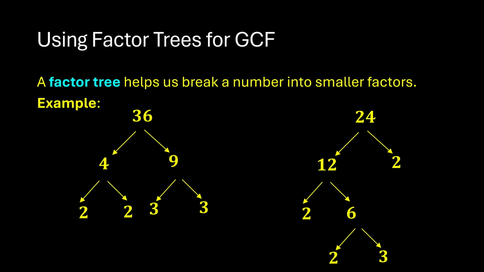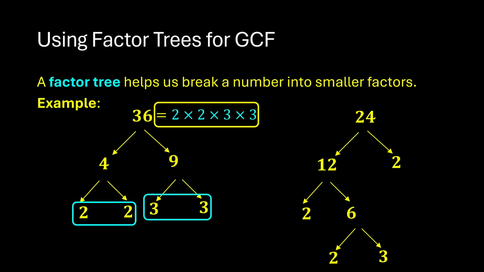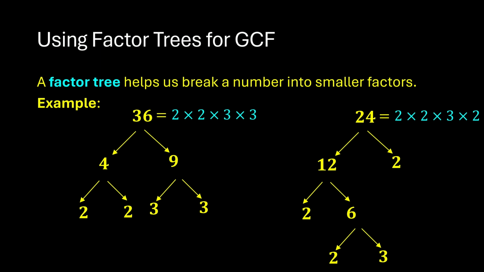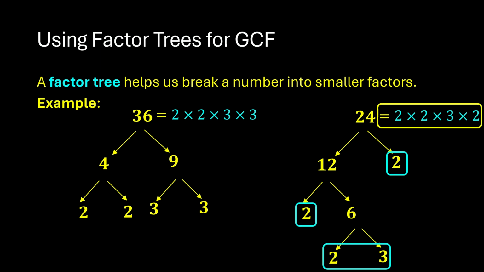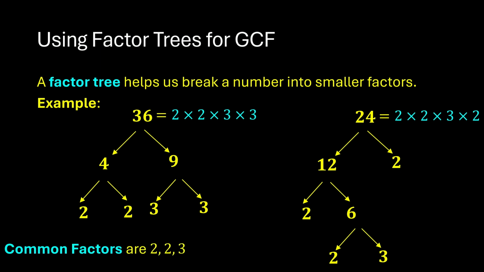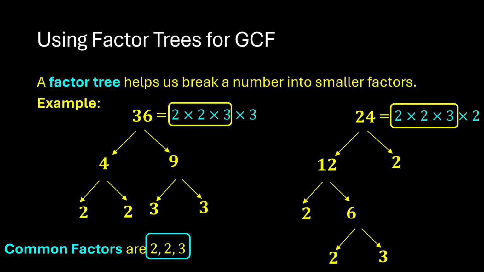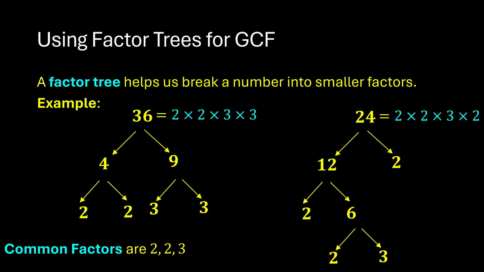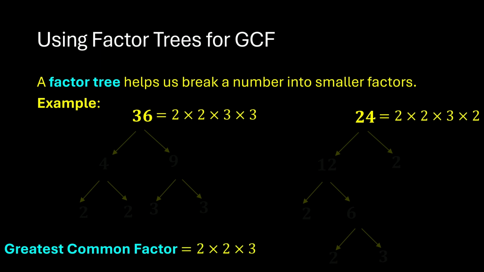So 36, remember, equals 2 times 2 times 3 times 3. And 24 equals 2 times 2 times 3 times 2. The common factors are 2, 2, and 3. Therefore, the greatest common factor is equal to 2 times 2 times 3, which is equal to 12.